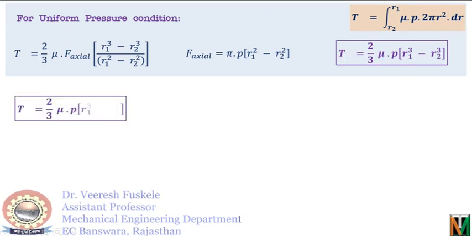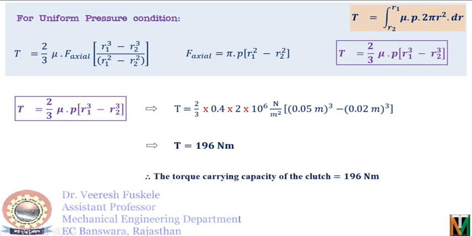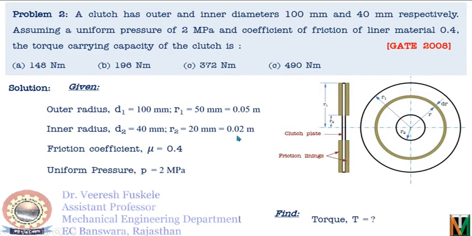T is this. We'll put the values: 2 by 3, mu is 0.4, pressure is given as 2 into 10 raised to the power 6 Newton per meter square, R1 is 0.05 and R2 is 0.02. So this will fetch us the value of T as 196 Newton meter. So the torque carrying capacity of the clutch in this problem is 196 Newton meter. Now let us see the options. So option B is the correct answer. This was a pretty simple, direct formula based problem.